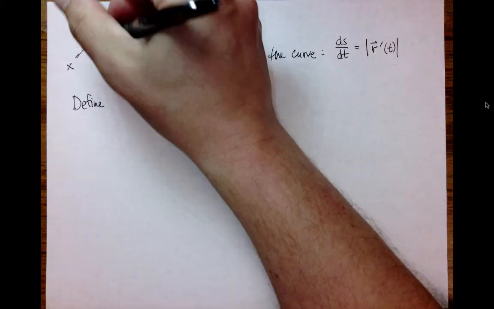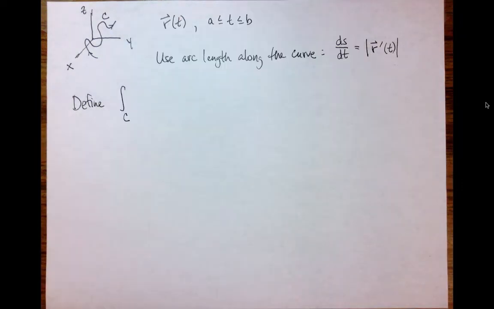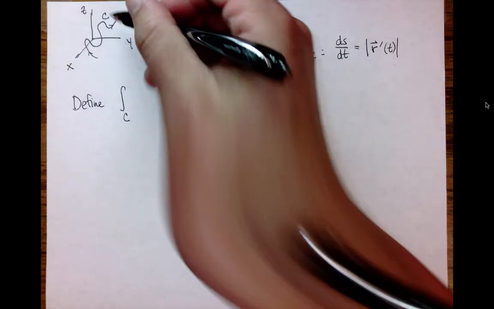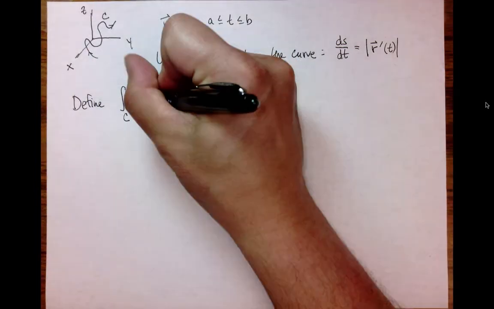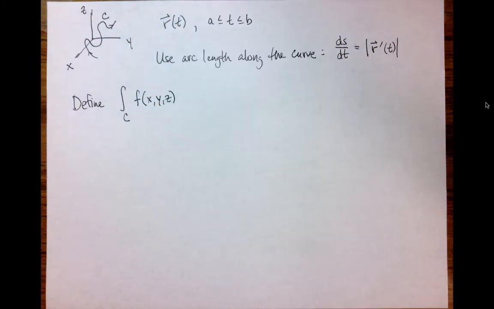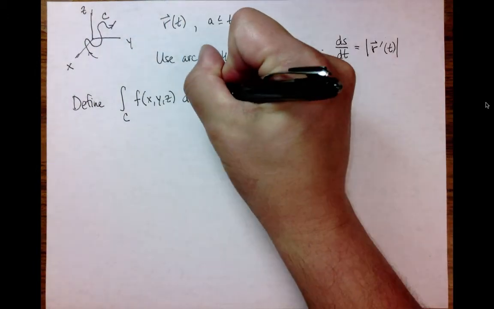So we call this curve here now just c. And then we have an integral over c. It's a one-dimensional integral, right? Because a curve is a one-dimensional thing. And we have a function defined, it could be defined everywhere in space, but we're only evaluating it for points along this curve. And then we write ds.